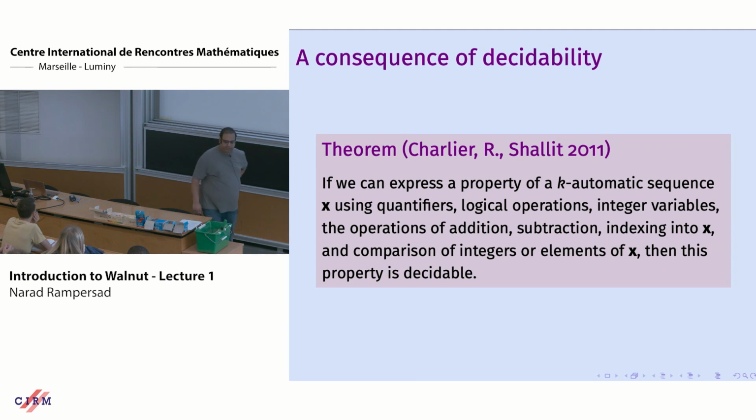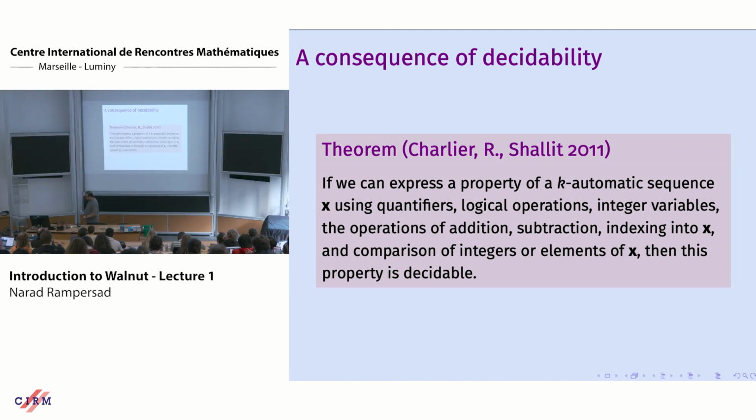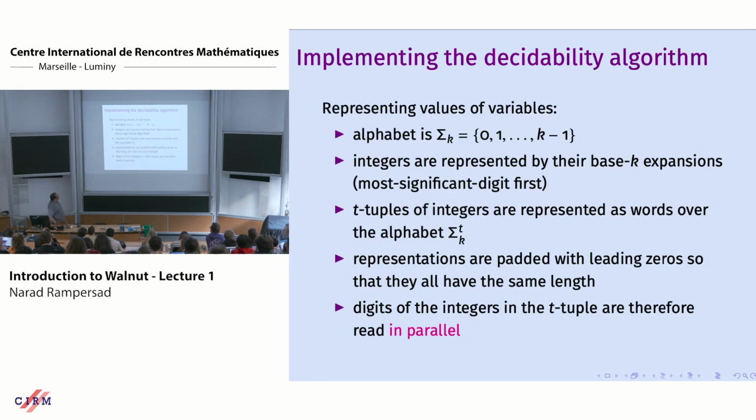So, now that we have this equivalence between the logic model and the other models of automatic sequences that I told you about, that gives us decidability for any property of an automatic sequence that can be written down in this first order logic using addition only, less than, and various Boolean operations. And I will try roughly to explain how it all works.